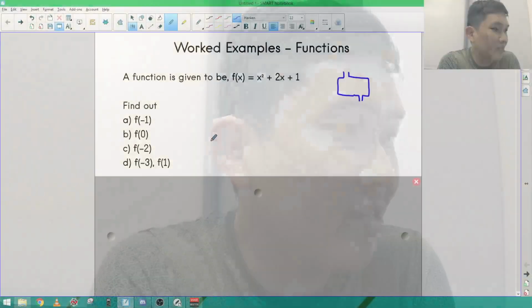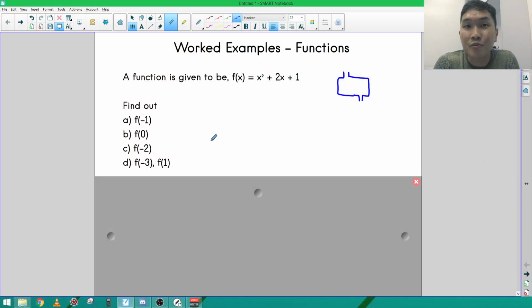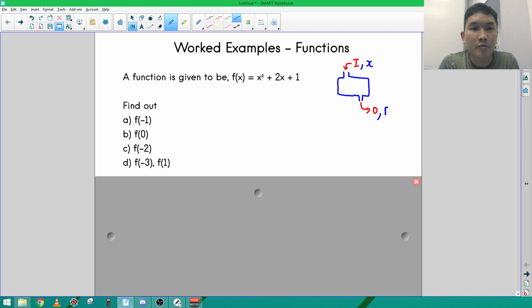But before we look at the worked examples, I think it's good to revise very quickly just what went on in the last video. The main points of the last video is that we should think of functions as machines, something that works rather simply. And what it does is, you put in an input and then you get an output. Okay. And in mathematics, most of the time, our input is represented by the letter x, and the respective output will be f of x.